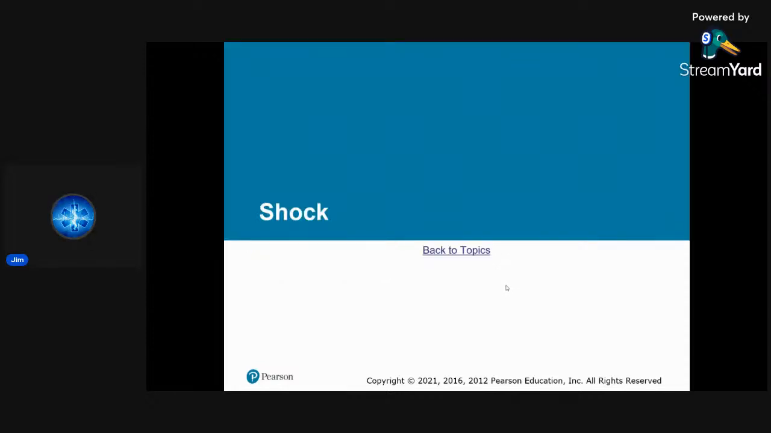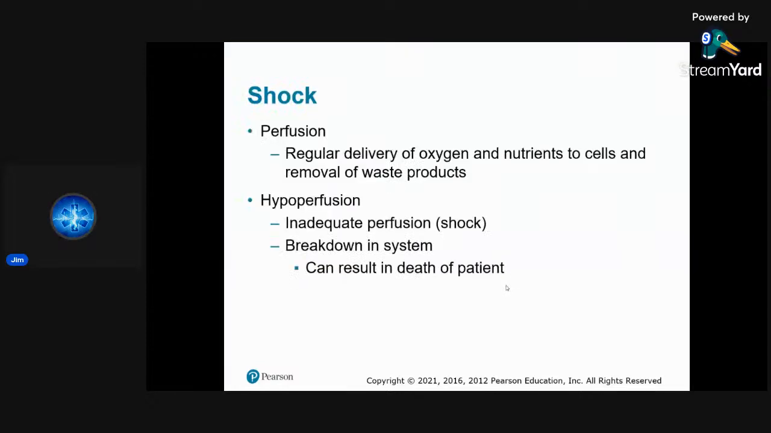Let's talk about shock for a little while. Perfusion is the delivery of oxygen and nutrients to the cell and taking away the waste. That's the definition. Now, hypoperfusion means this isn't getting done. Either it's not getting enough oxygen or waste products aren't being removed. And if we don't fix this or figure out what's causing it, the patient can die. That can be the result.